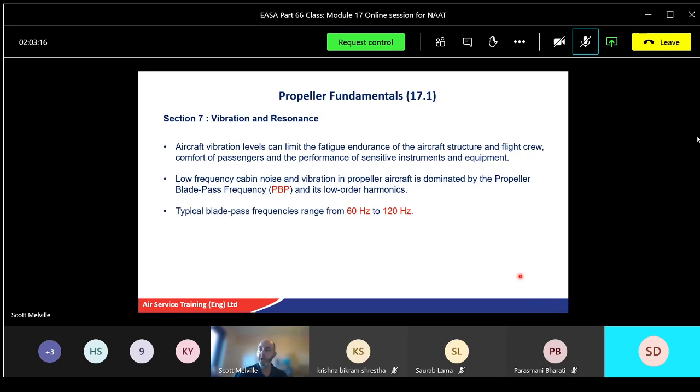Typical blade pass frequencies range from 60 to 120 hertz, and that's worth highlighting in your books as well, guys, just to make a note of that. So typical blade pass frequencies range from 60 to 120 hertz.